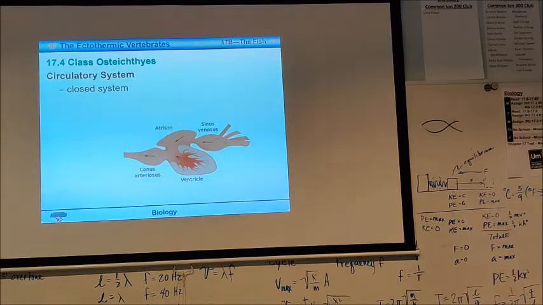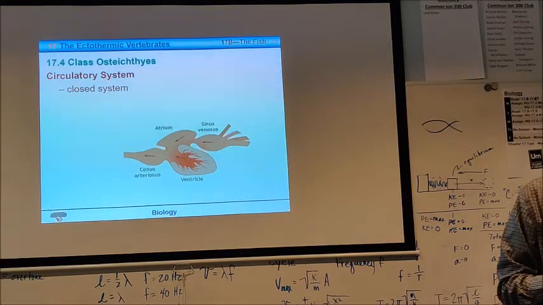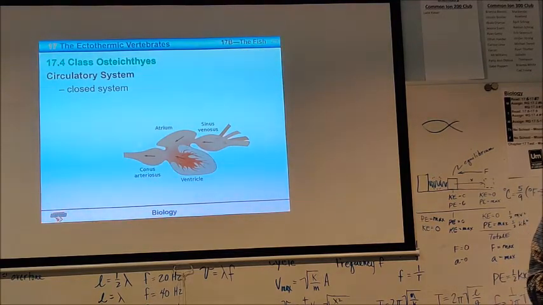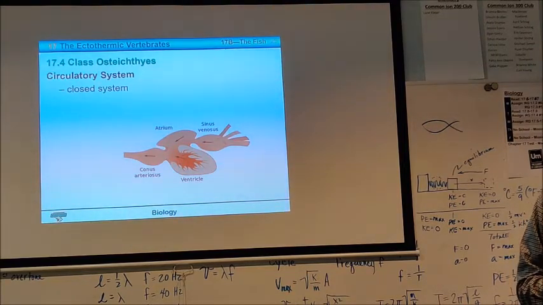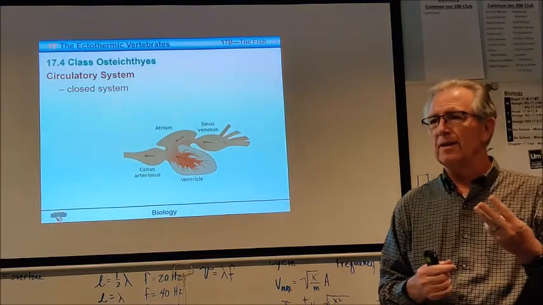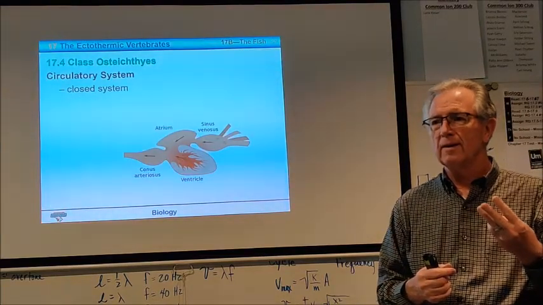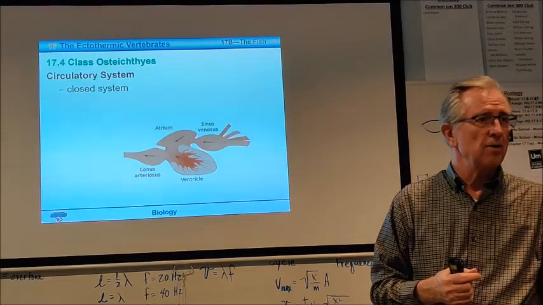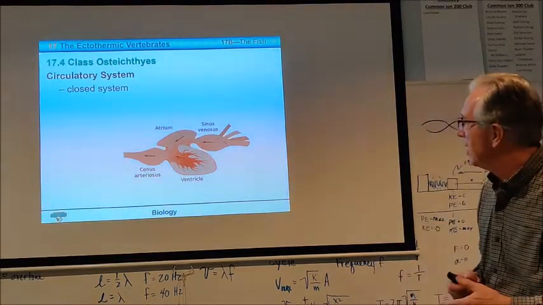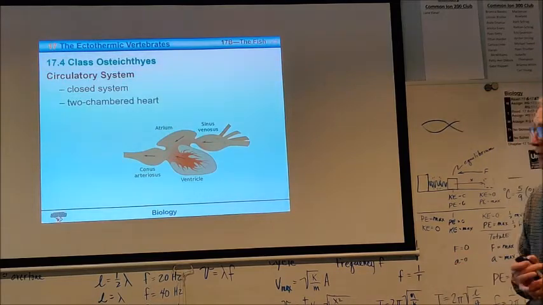They have a closed circulatory system, so in addition to a heart, what other three vessels do they have to have in order to be called a closed circulatory system? So what are the three vessels? Arteries, veins, and capillaries. Okay, arteries, veins, and capillaries make up a closed circulatory system.